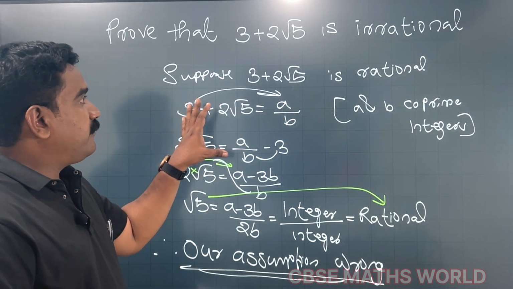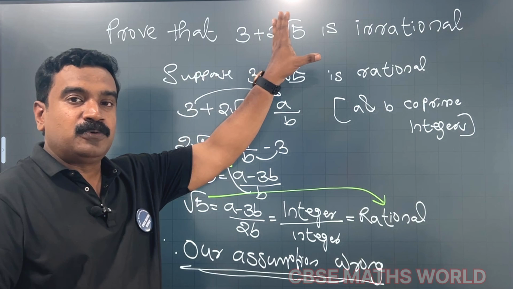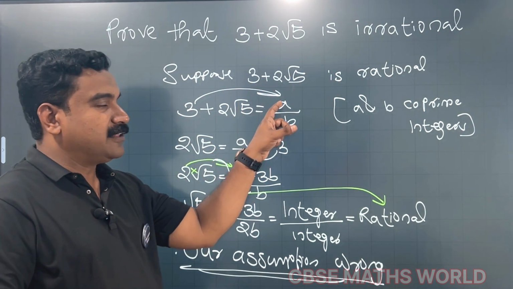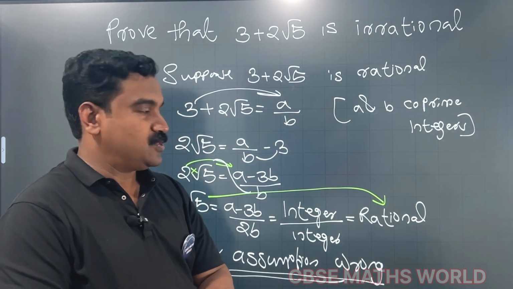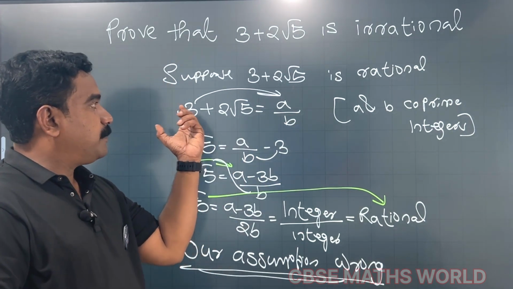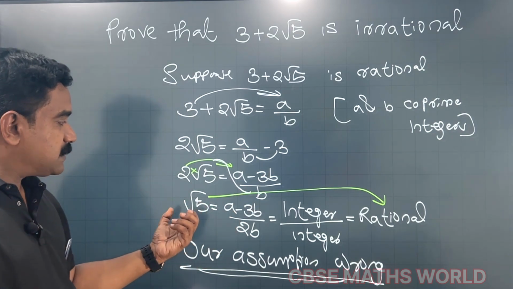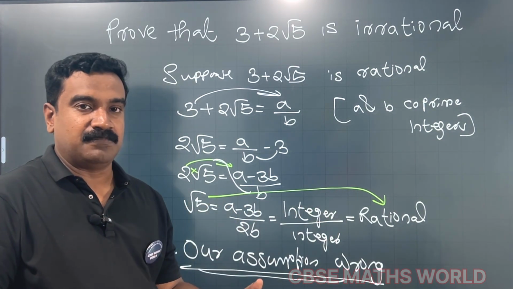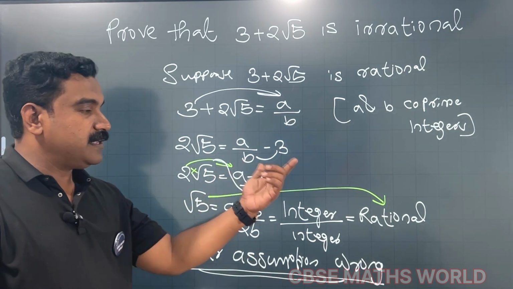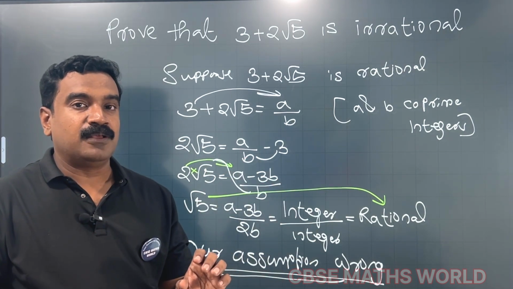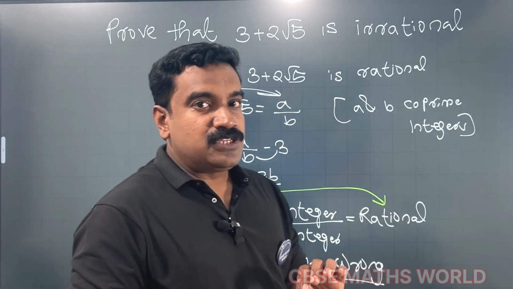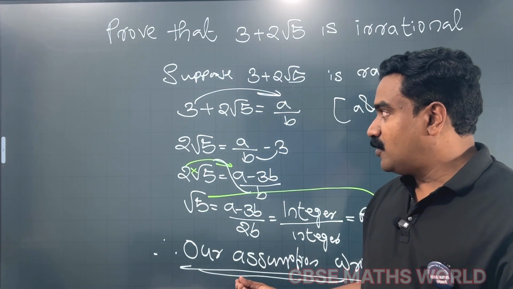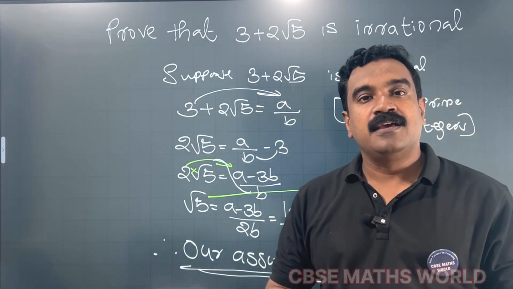Once again, what did we do first? First, since we need to prove that it's irrational, we suppose it's a rational number. Any rational number can be written in the form a by b, where a and b are co-prime integers. So we wrote 3 plus 2 root 5 as a by b. Then we expressed root 5 as a minus 3b by 2b, which is integer by integer, a rational number. Now we are saying that root 5 is rational, but actually root 5 is irrational. Therefore, it contradicts the fact that root 5 is irrational, so our assumption is wrong. Therefore, 3 plus 2 root 5 is an irrational number.